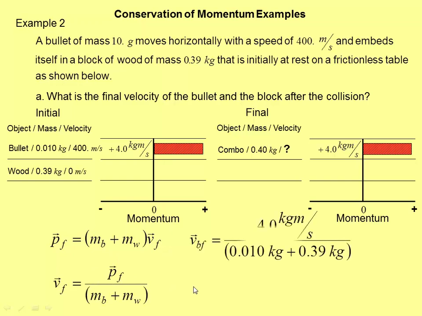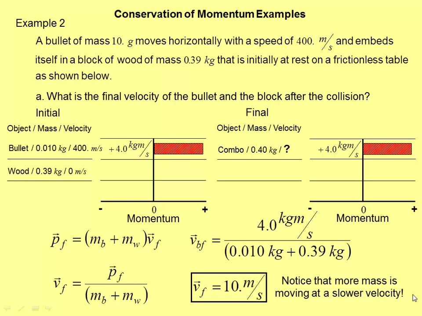Solve. Plug in our numbers, making sure our masses are the same. That's 4 divided by 0.4, which is, of course, 10 meters per second. Notice, it's more mass that's moving, and so you get a slower velocity since momentum is conserved. This is, in fact, one way you could figure out the muzzle velocity of a gun. Right? Shoot it into something and see how fast that something moves afterwards.